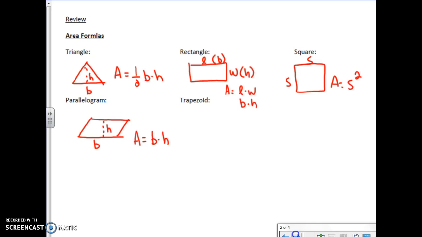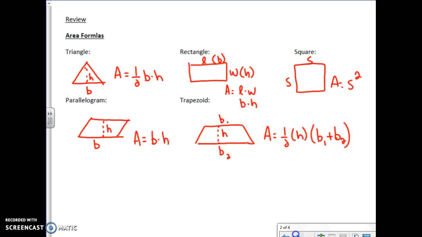And that takes us to a trapezoid. If you remember what a trapezoid is, a trapezoid has a pair of parallel sides. Like this is base 1, that's base 2, and this is its height. If I want to find the area of a trapezoid, it's going to be 1/2 the height times base 1 plus base 2. That's the area of a trapezoid.